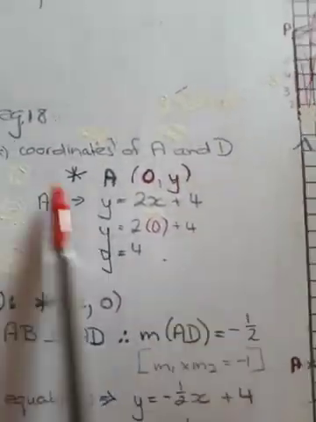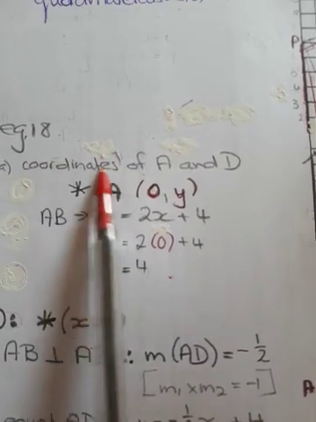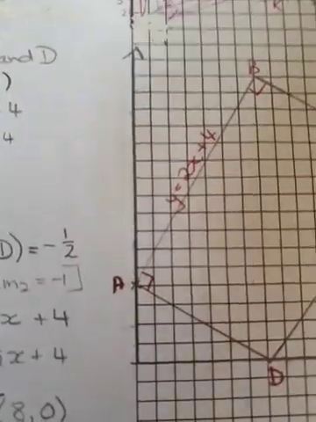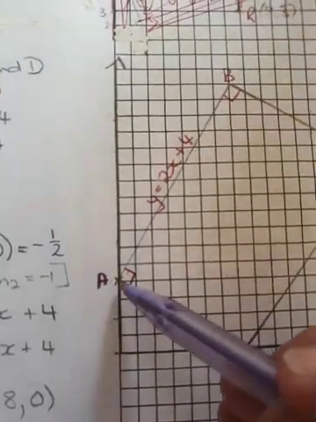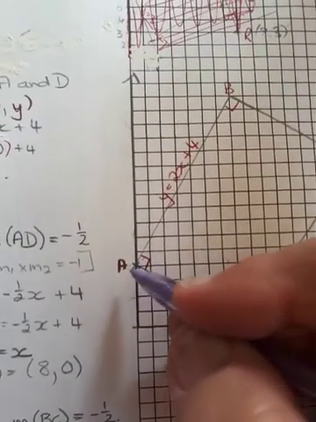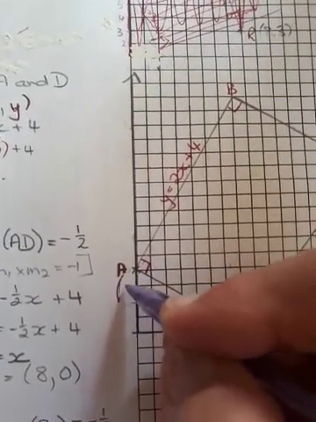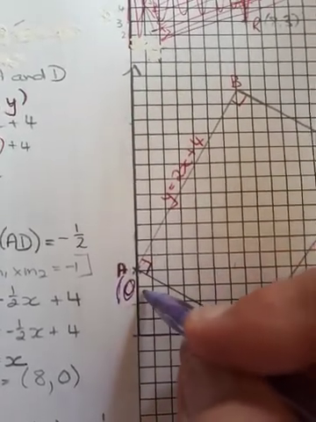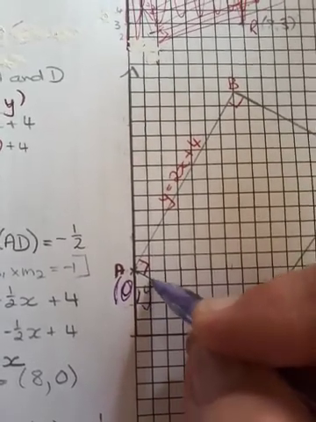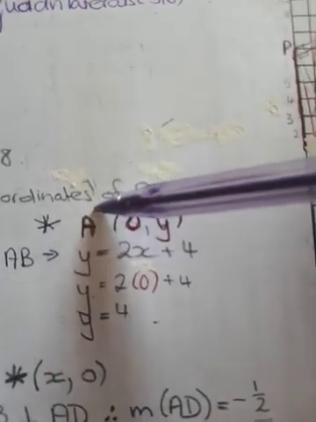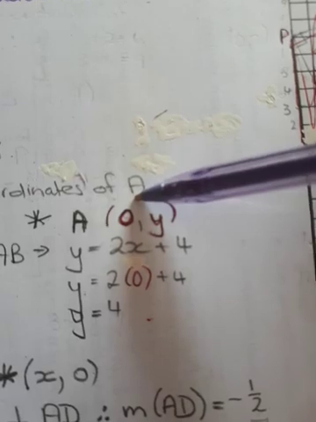All right, so now let's look at the questions. The first question is you must find the coordinate A and the coordinate D. Please look at your drawing. What is important for you to realize is that coordinate A lies on the y-axis, and on the y-axis, the x is always 0. So for this one, we have the x coordinate, but we don't have the y coordinate.